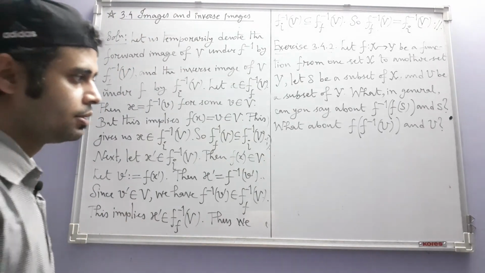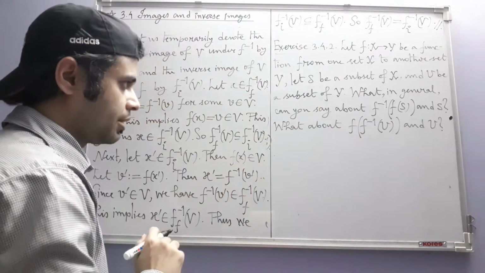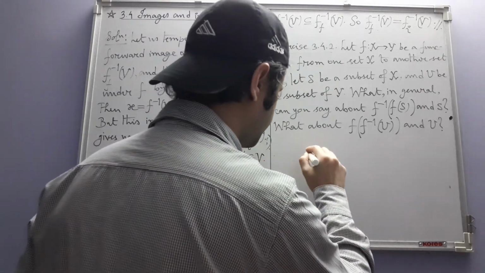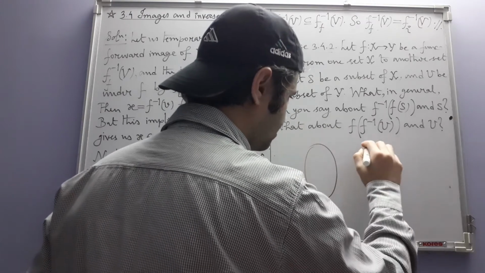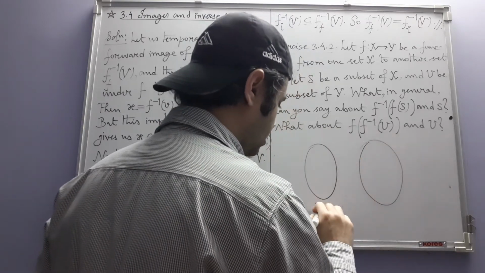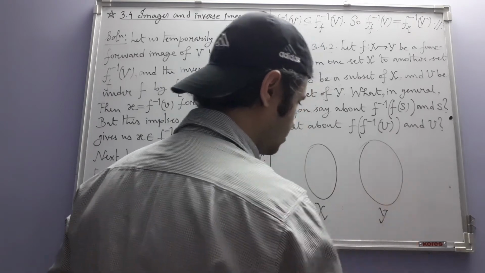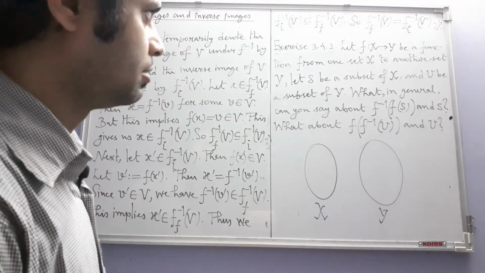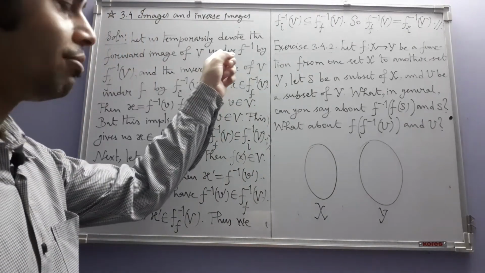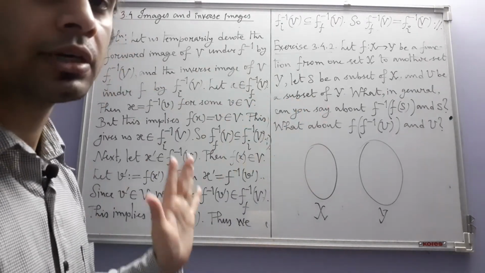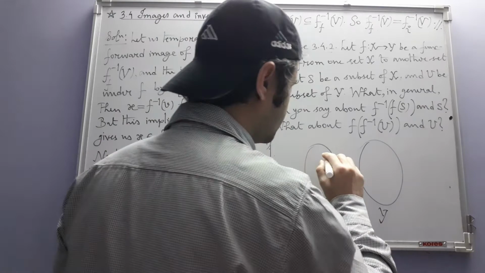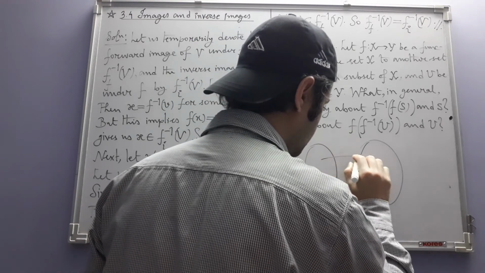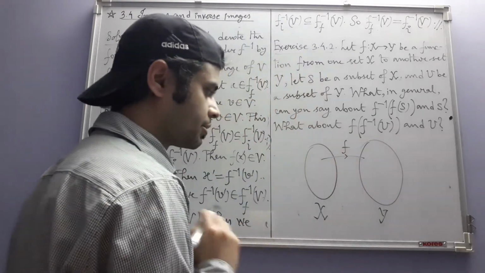Okay, so just like the previous exercise, for this one also let us draw a Venn diagram and see what is going on. So again we have X and Y. But there is a big difference between the previous and this one. In the previous one, the function f was bijective. Now f is not necessarily bijective. It may or may not be bijective. We don't have anything to do with f being bijective. So there is a function, any function.